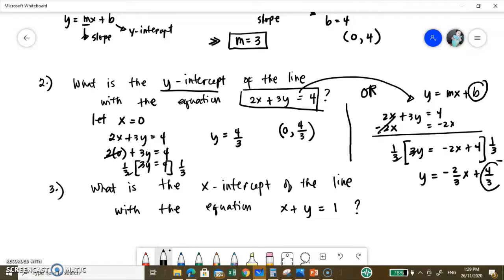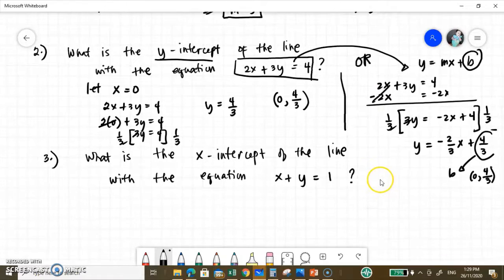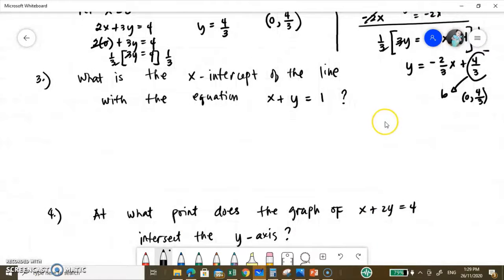So, makikita nyo, our b here, that's your b. That would be your y-intercept. So, it could also be written as (0, 4/3), x is 0, y is 4/3. So, parehas lang. You have two ways to solve for your y-intercept. Depende na sa inyo kung anong gusto nyong gawin dyan.